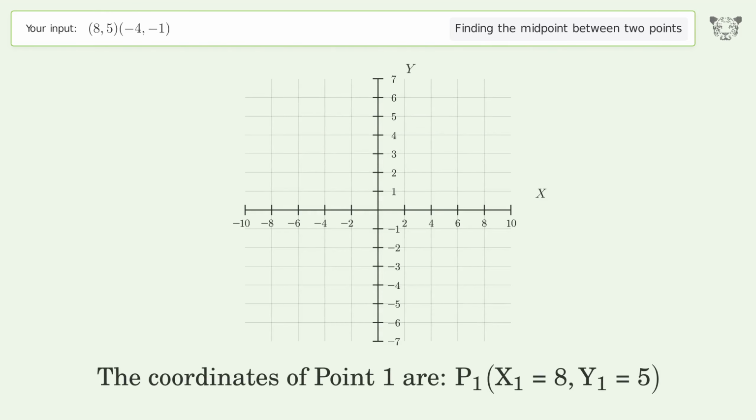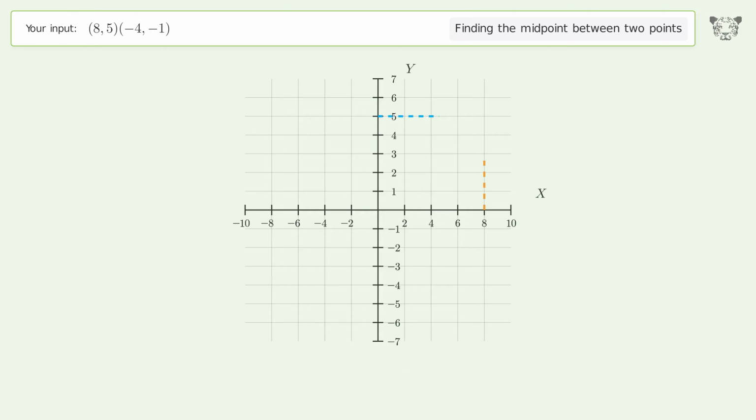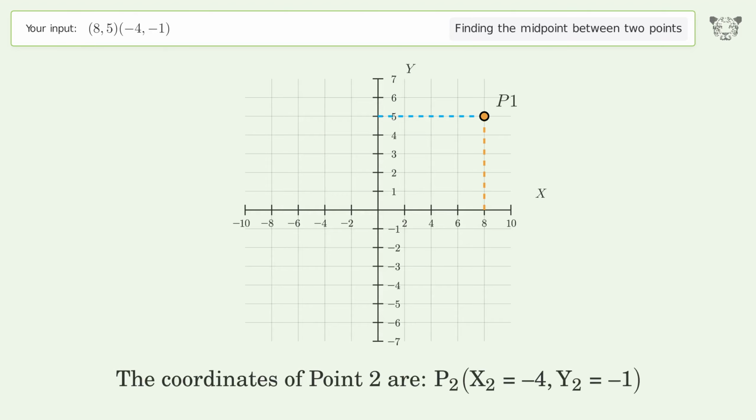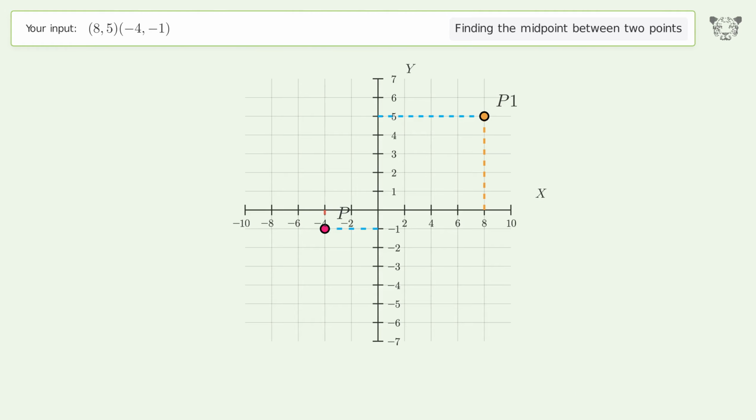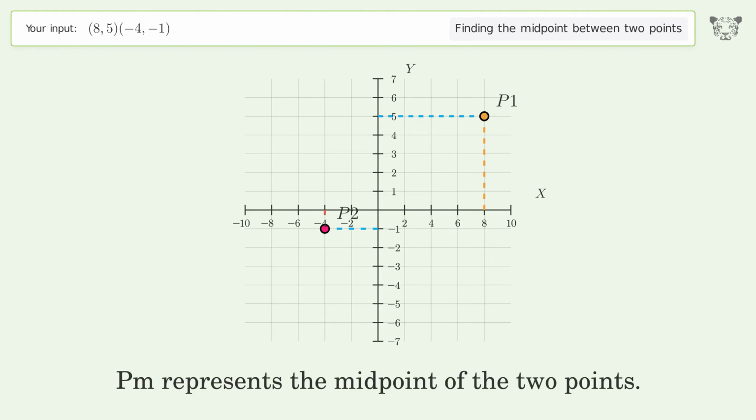The coordinates of point 1 are x1 equals 8, y1 equals 5. The coordinates of point 2 are x2 equals -4, y2 equals -1. PM represents the midpoint of the 2 points.